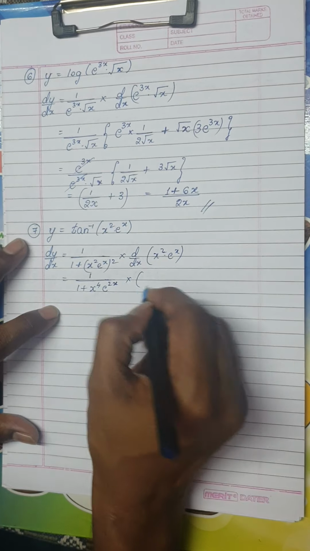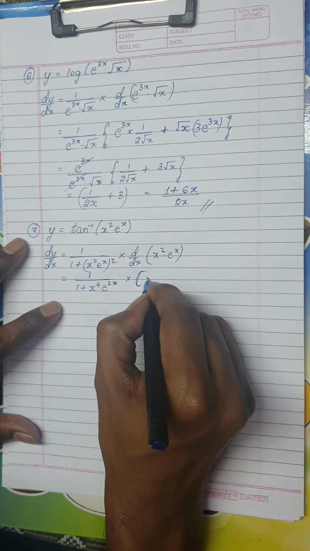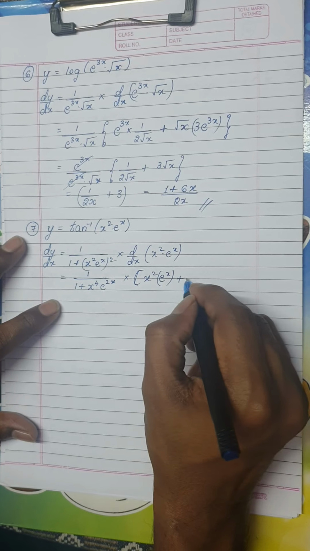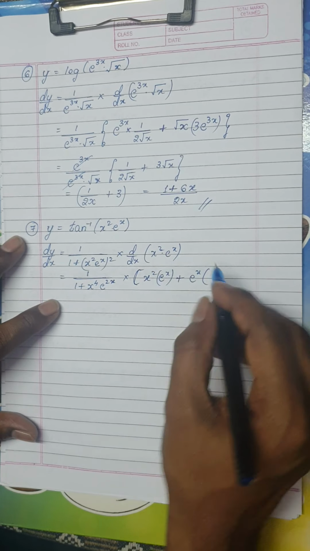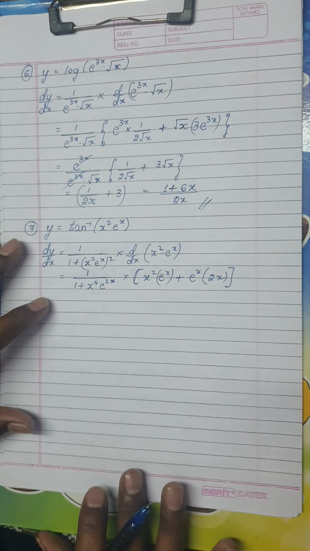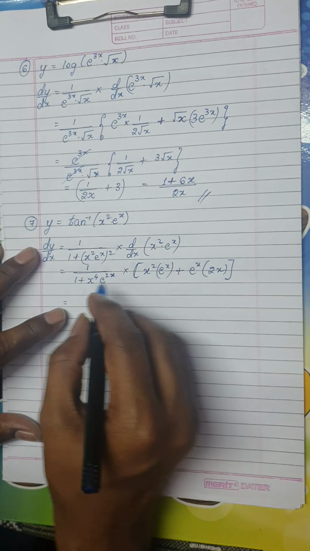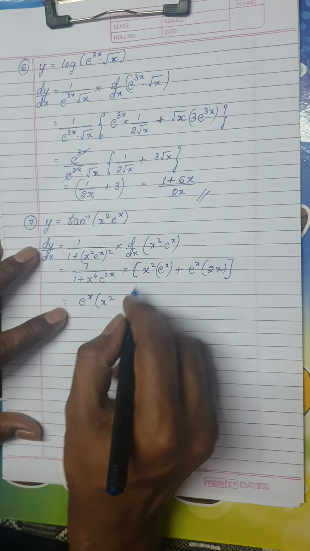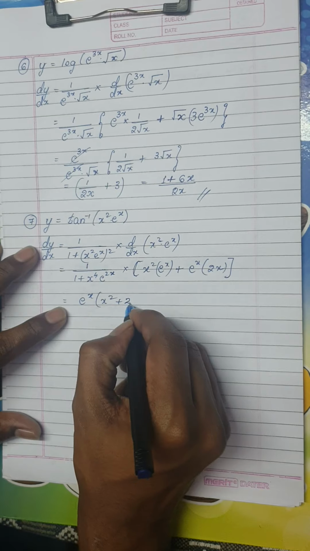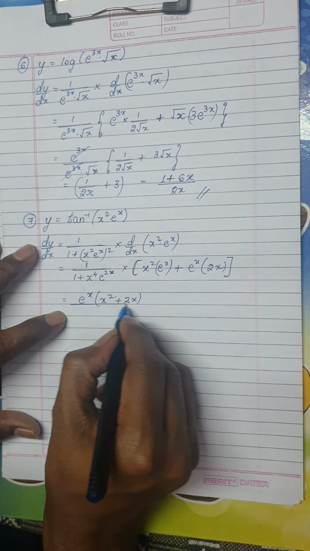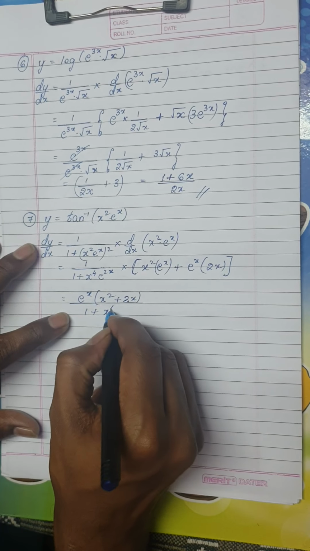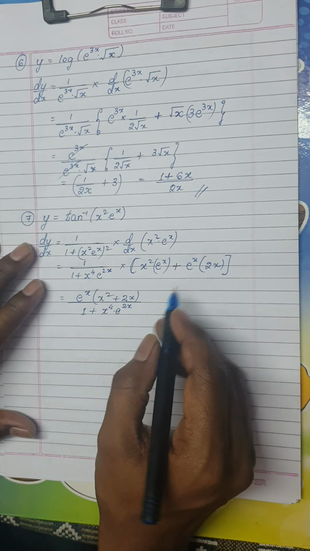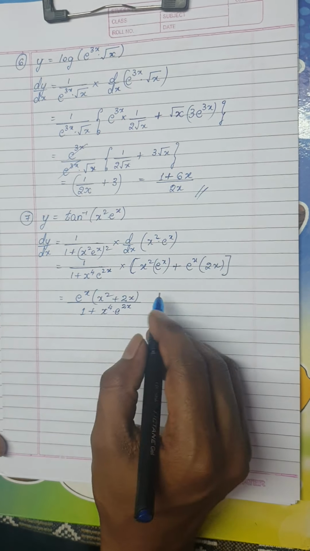Now again we have to use the product rule here. Keep the first function as it is, the derivative of e power x is e power x itself, plus now e power x is kept as it is, and the derivative of x square is 2x. In both the terms I can take e power x common. So if you take e power x common, the numerator is left with x square plus 2x in the second term, divided by 1 plus x power 4 into e power 2x. So this is the derivative of the above function.